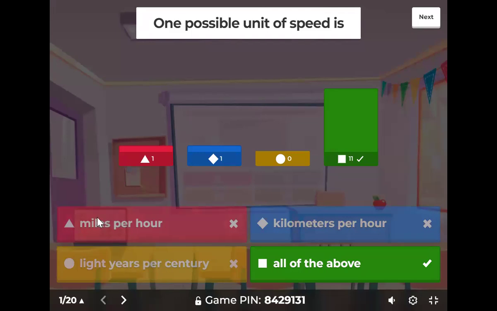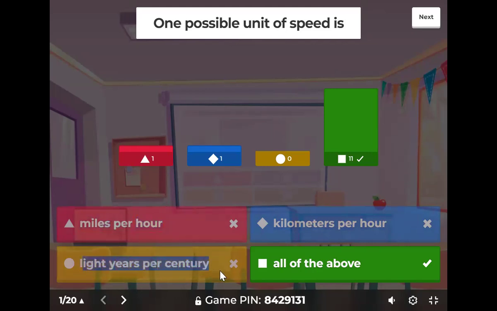Miles per hour. Hey, that's what's on our car dashboards. Kilometers per hour. Do you think if you cross the border over to Canada, that's probably what they're using up there? And look what the common thread is. Isn't it some kind of distance per time? Let's check out this yellow one.